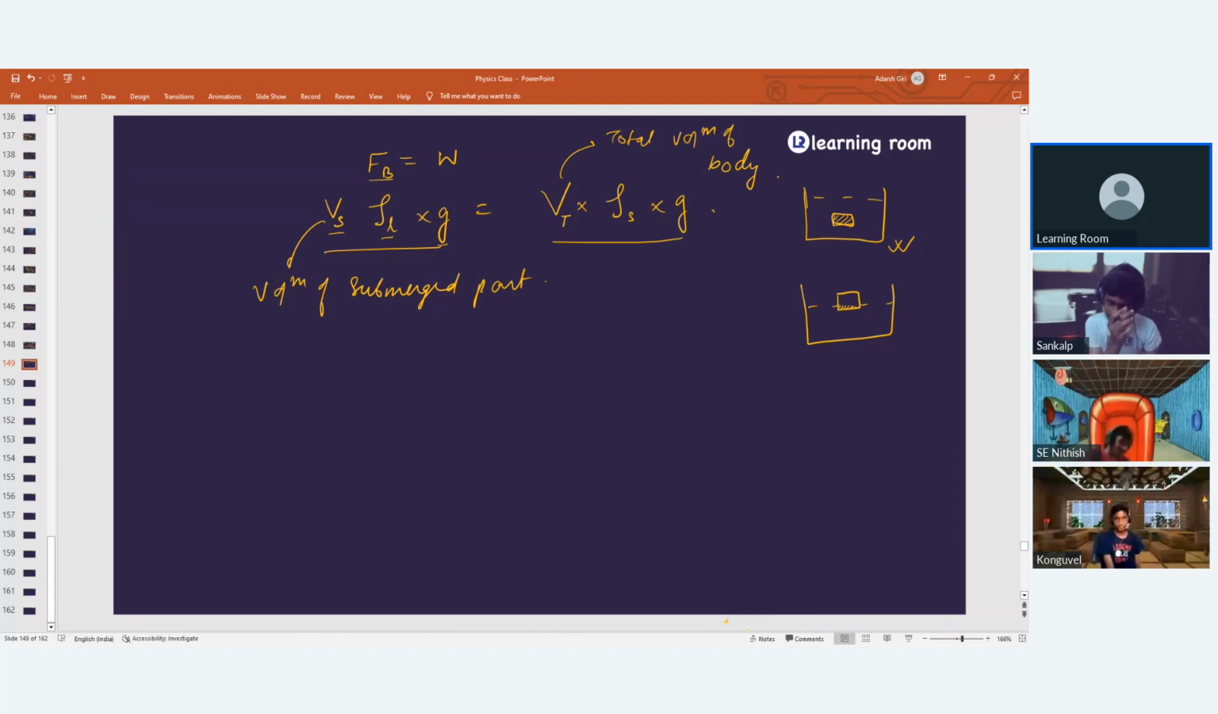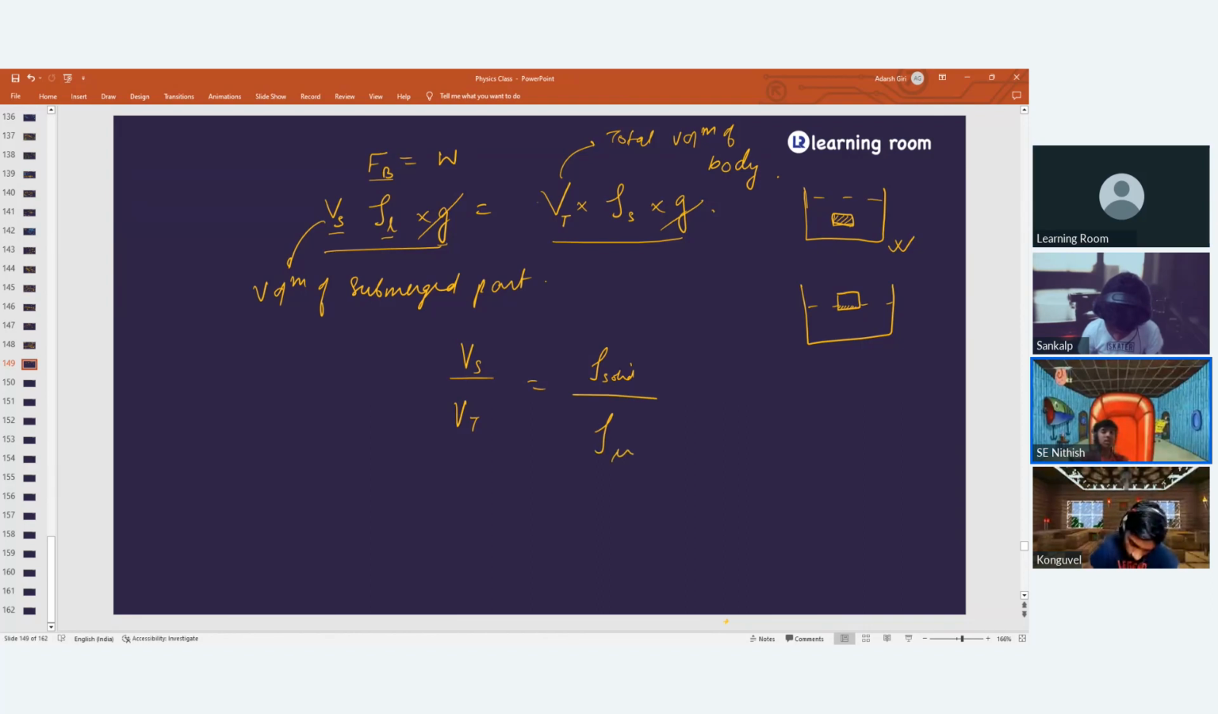And this is total volume. Because the force of buoyancy will be due to the submerged part only, but weight will be due to all of the body, right? So g will cancel. So V of submerged by V total will be equal to rho of solid by rho of liquid.